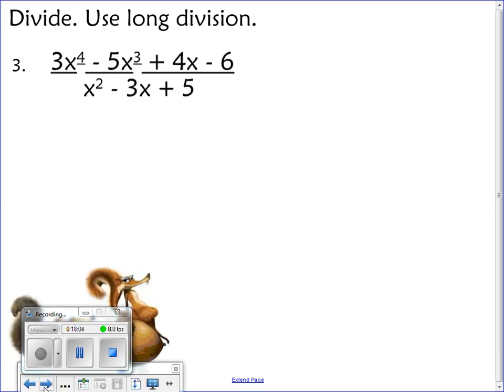Oh, that's weird. Does yours look like that on your paper too? My underline went up underneath my exponents. That's kind of funny. Is it? That's really funny.